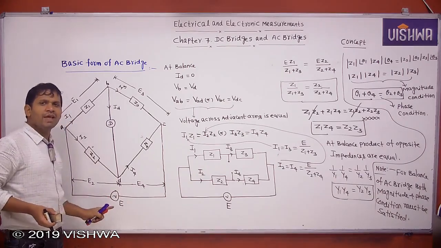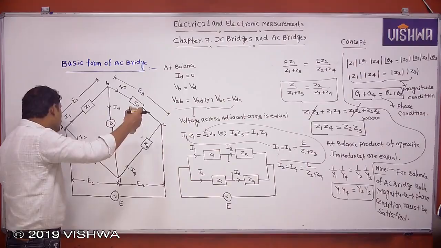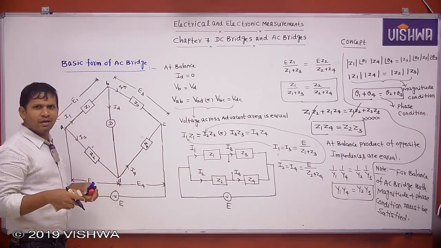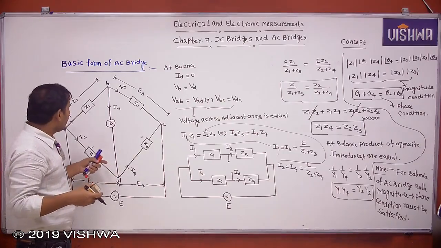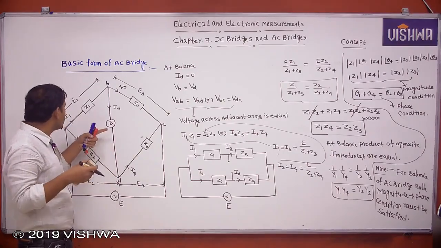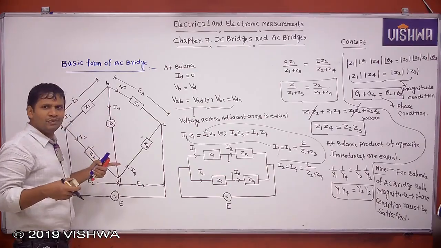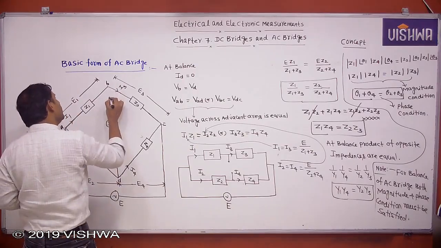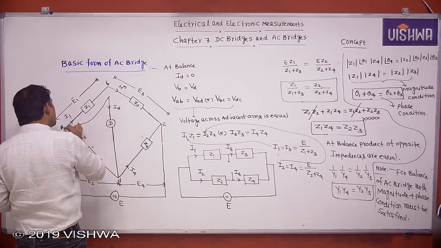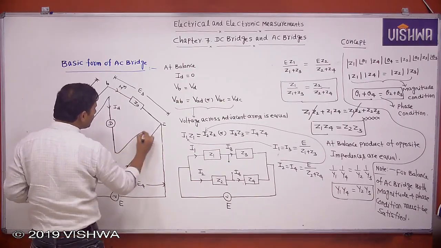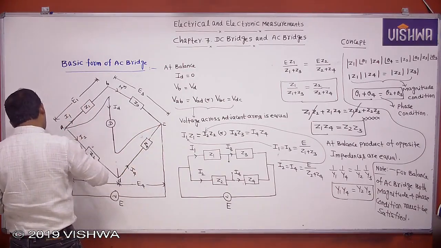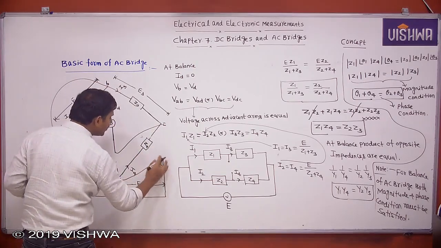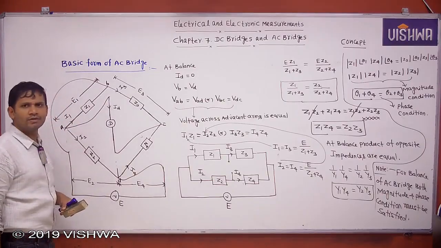But don't think like this, that the source must always be A and C and the detector must be B and D. That is not the rule. There is not that type of condition. We can connect like this also. You can connect the detector between A and C and the source between B and D terminals. This is also an AC bridge circuit.